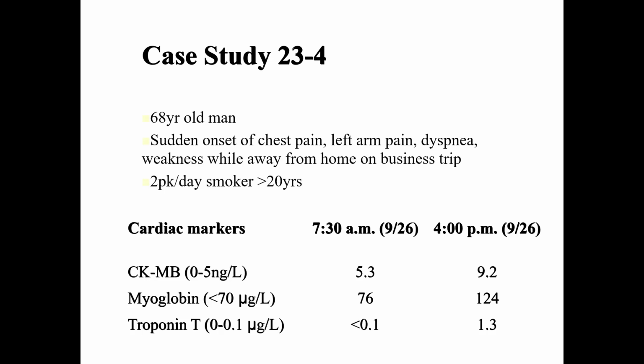So we measure some cardiac markers at 7:30 a.m. versus 4 o'clock p.m., so we have 2 different measures. CKMB levels increased. You can see what's normal. They started out above normal and increased to way above normal. Myoglobin, same thing, increased. And troponin T, which isn't as specific for cardiac muscle, but it's still used as a marker. We can see it's less than 0.1 and then it's 1.3 later on.